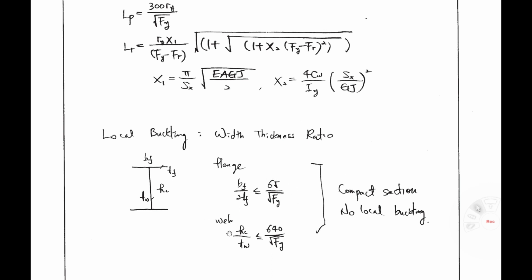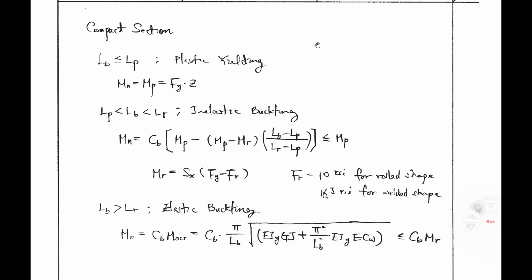In the web case, if the web height-thickness ratio is less than 640 divided by square root Fy, then there is no local buckling. So the section that satisfies these conditions is called a compact section. If the section is compact, we can consider only lateral torsional buckling. So if Lb is less than Lp, then it is the plastic yielding case, so your Mn equals Mp equals Fy Zx.